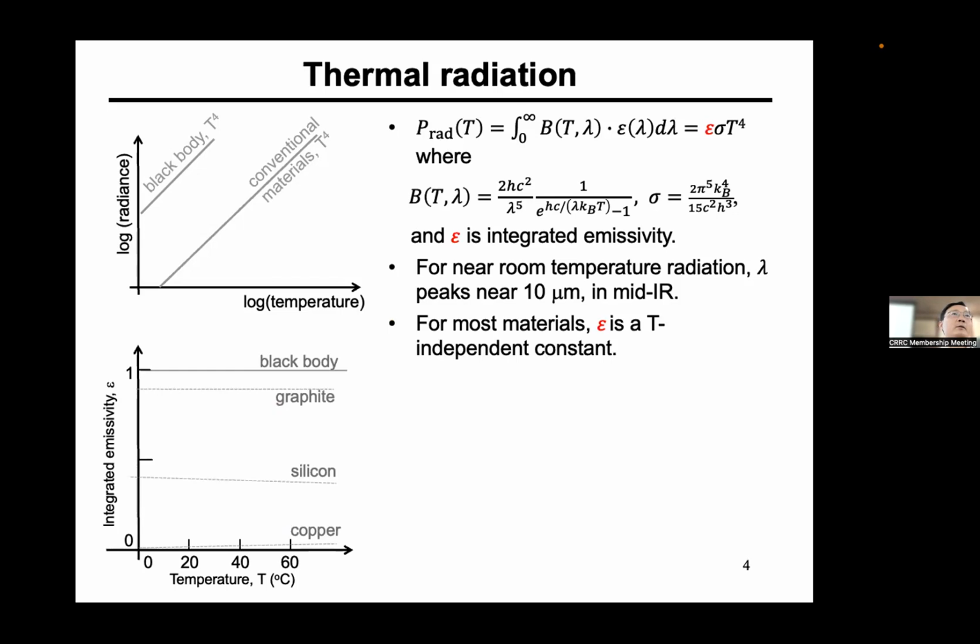So for a gray body, you scale the black body radiation power by this constant, which we call emissivity or emittance. This emissivity is a temperature-independent parameter for most materials. As you see from the bottom here, graphite is constantly high, copper metal is constantly low, and a semiconductor like silicon is constantly in the middle. Because the emissivity itself is constant, we can claim the Stefan-Boltzmann law, which says the thermal radiated power is proportional to T to the 4th power, because the epsilon here is a constant, okay?